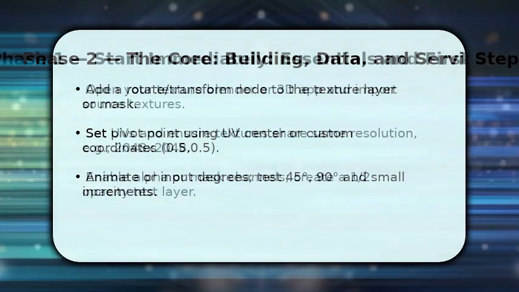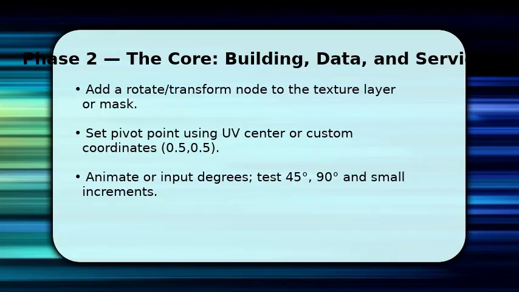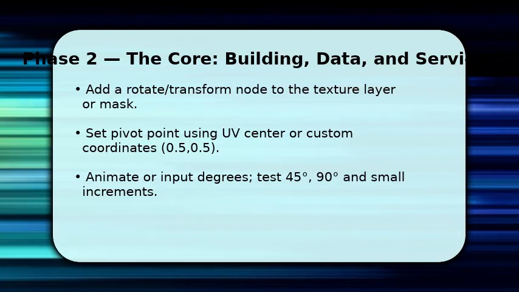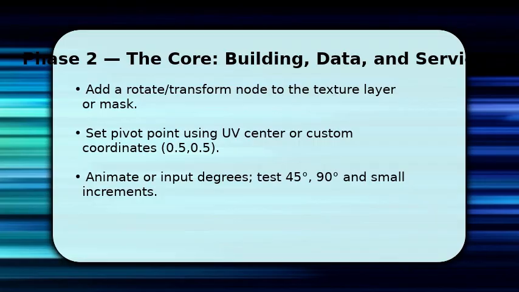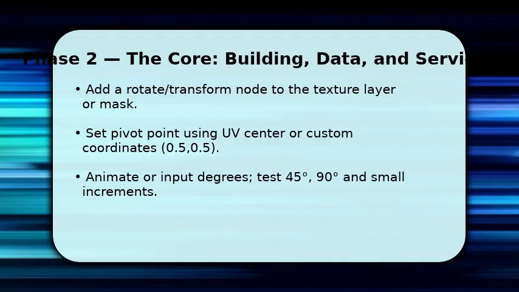Now you apply the rotation using the Blender's Rotate or Transform node. This is where control matters. You connect the node to the texture or to the mask so rotation affects only masked pixels, and then set the pivot, typically UV center or specific coordinates like 0.5, 0.5 for precise control. After that, input rotation degrees and test with values such as 45 degrees and 90 degrees, then refine in small increments.